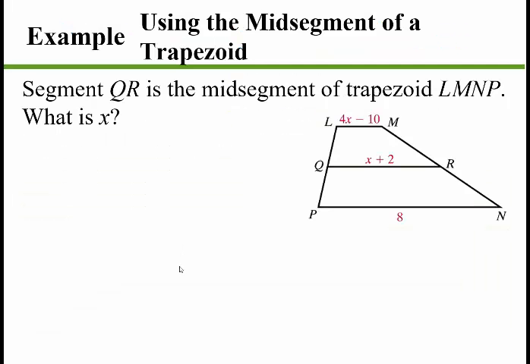All right, so some problems here. Segment QR is the midsegment. So it's telling me here, all right, of trapezoid LMNP. So what is the value of x here?